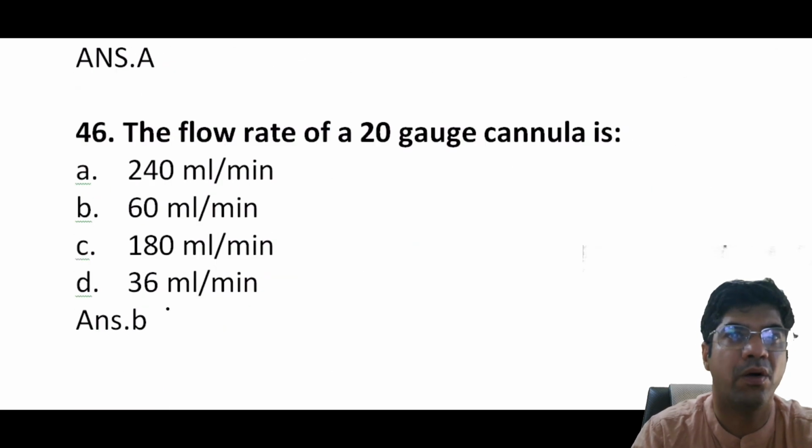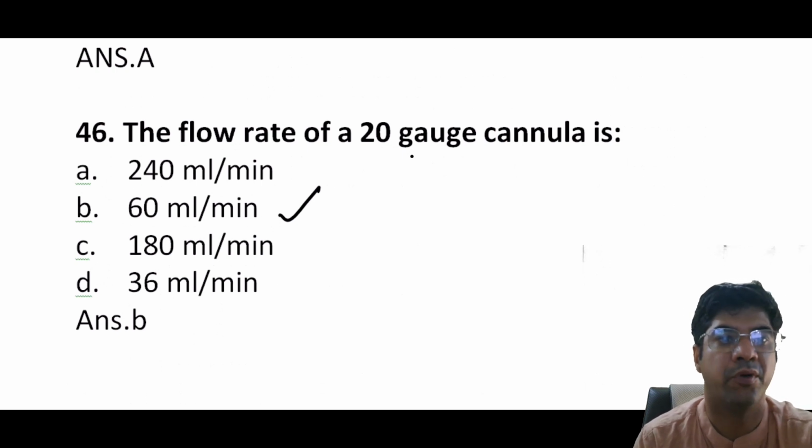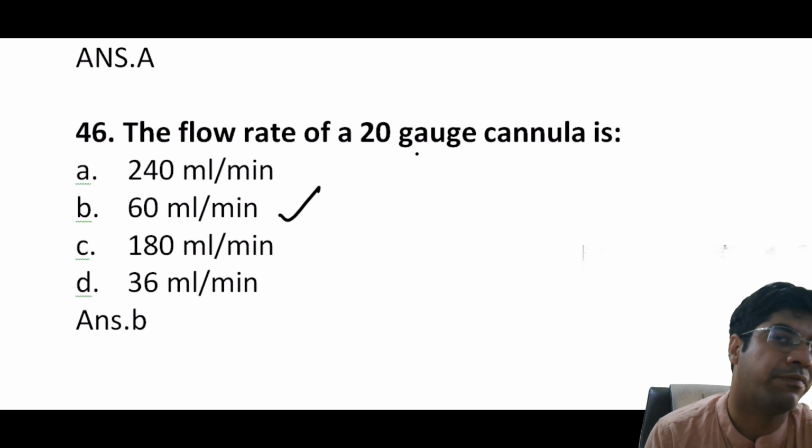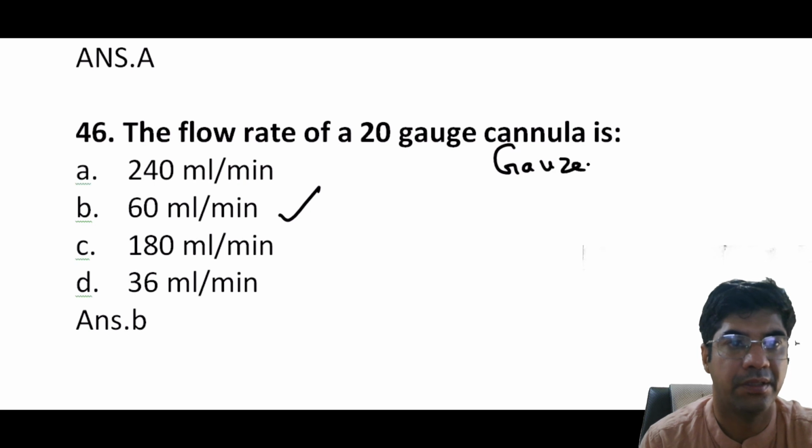The flow rate of a 20 gauge cannula is 60 ml per minute. So what are the factors that would influence the cannula flow rate? The first is the gauge size. The gauge size represents the diameter.